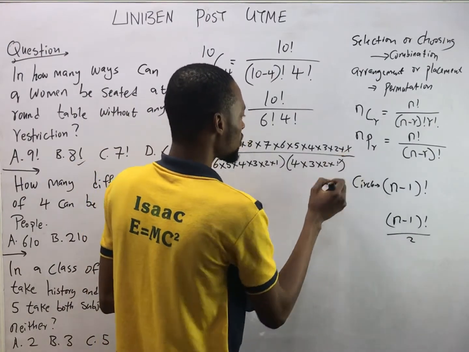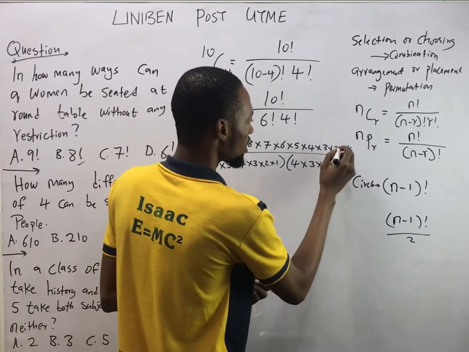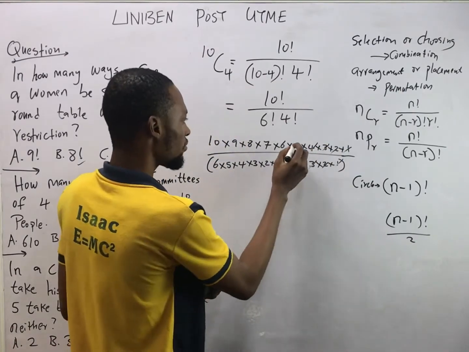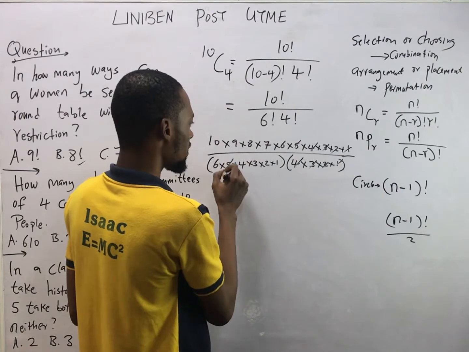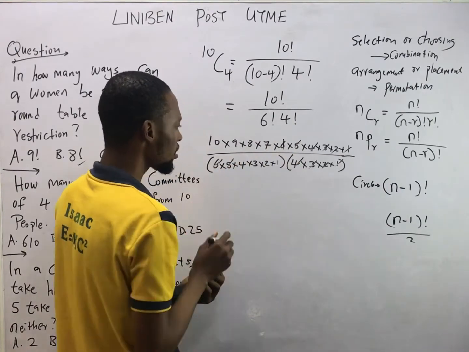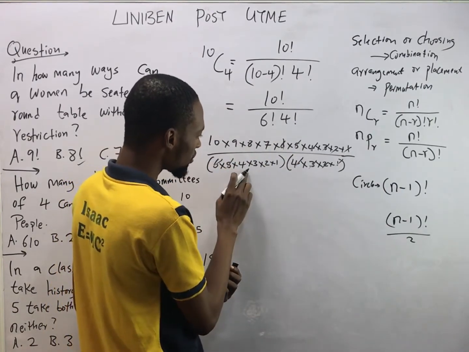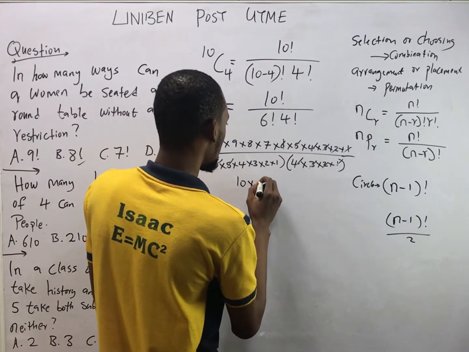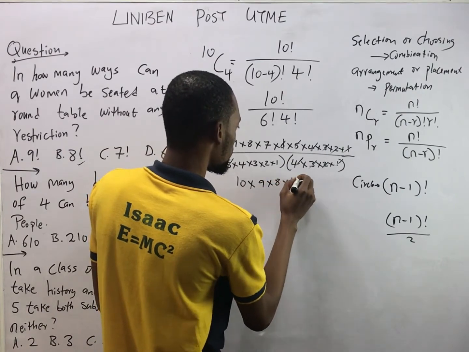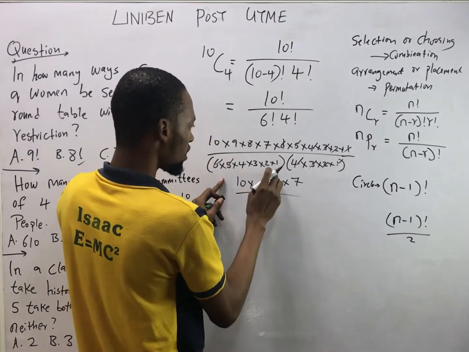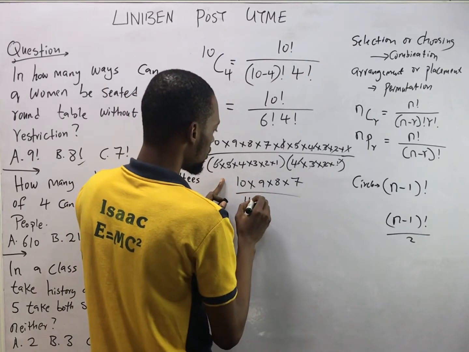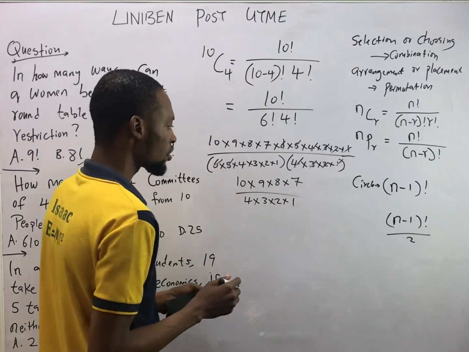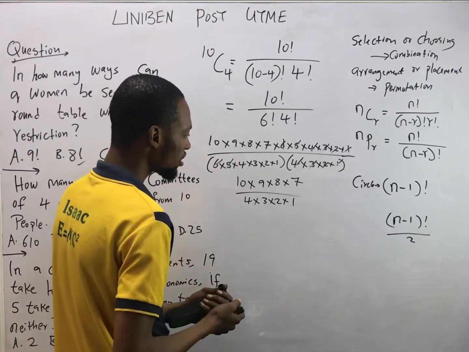So having this, 1 cancels 1, right? 2 cancels 2. 3 can cancel 3. 4 can cancel 4. Then 5 can cancel 5. 6 cancels 6. So we have the ones that have not cancelled yet. So let's bring out the ones that have not cancelled. That's 10 times 9 times 8 times 7. Then the ones that have not cancelled here is 4 times 3 times 2 times 1. So you can choose to break it down or just solve everything directly.